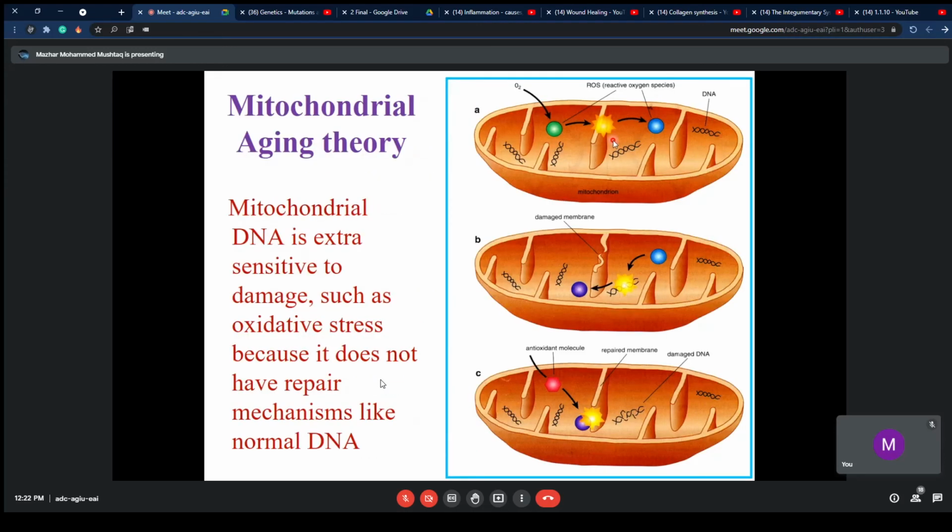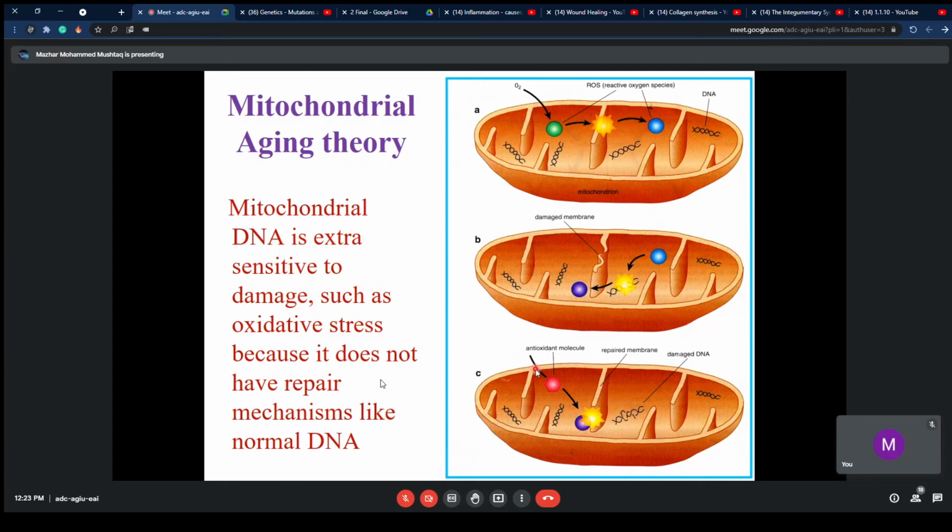So this is the mitochondrial aging theory. What happened here in the mitochondrial aging theory? All the ROS that I have just discussed with you, H2O2, oxygen molecule, hydroxyl molecule, most of them are produced inside the mitochondria. This is the mitochondria. Inside the mitochondria, they are produced. You see here, reactive oxygen species, and they are going to affect the nearby DNA. If this nearby DNA is affected, it is going to have some severe effect on the functioning of the mitochondria. And you all know the importance of the mitochondria in the cell.